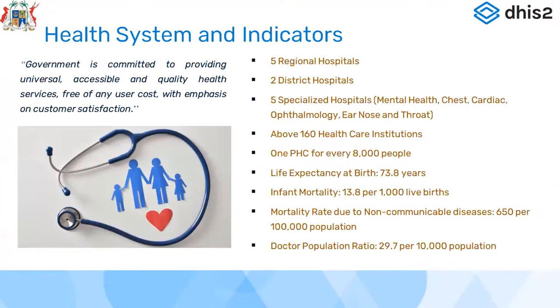About the health system indicators, with five regional hospitals and five specialized hospitals, we have one public health institution for every 800 people. Life expectancy is 73.8. Infant mortality is low, 13.8 per 1,000 live births. And we have a doctor-population ratio of 29.7 per 10,000 population.